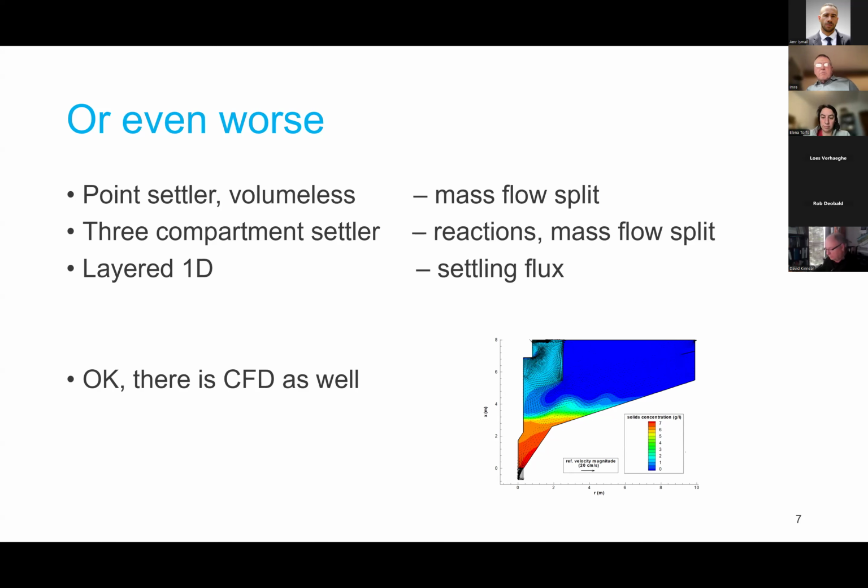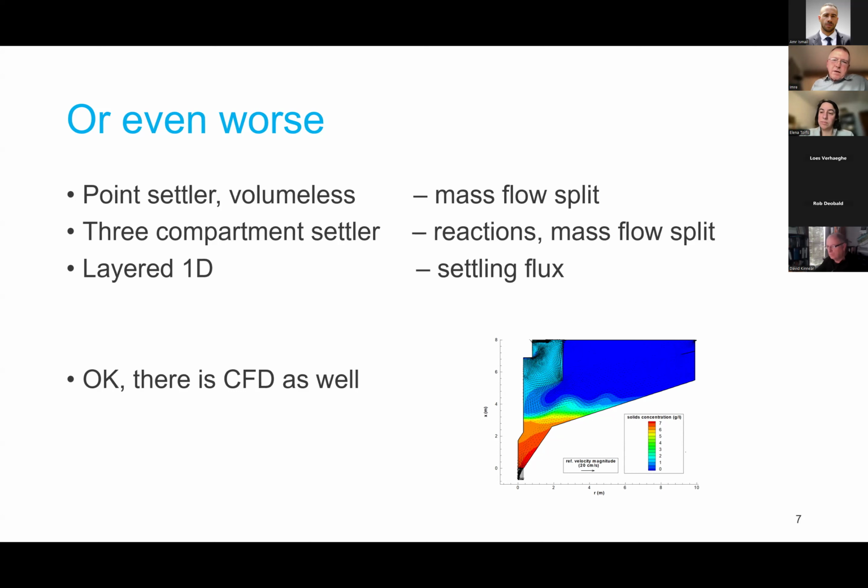Then in some cases, the point settler is not going to describe what's happening in the settler, and sometimes reactions do happen in settlers. For example, in primaries, there could be some fermentation, VFA generation, or in a final, maybe denitrification and rising sludge. So these can be better approximated in what we call a three-compartment settler.